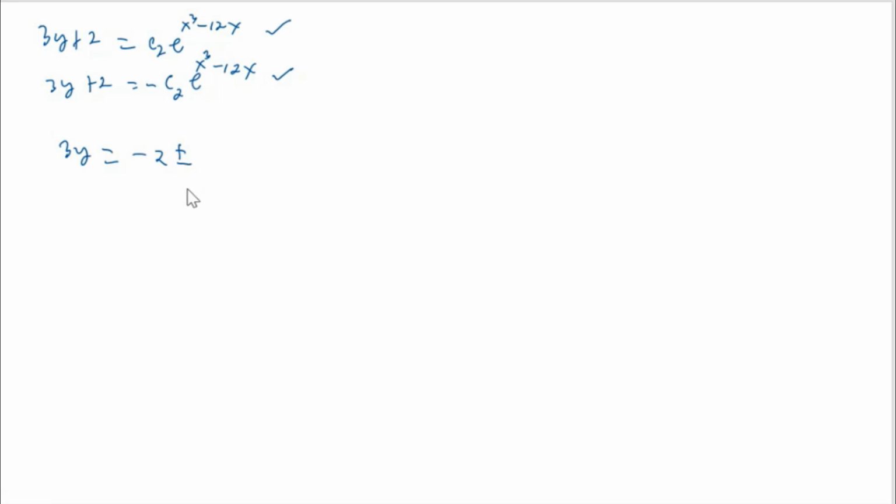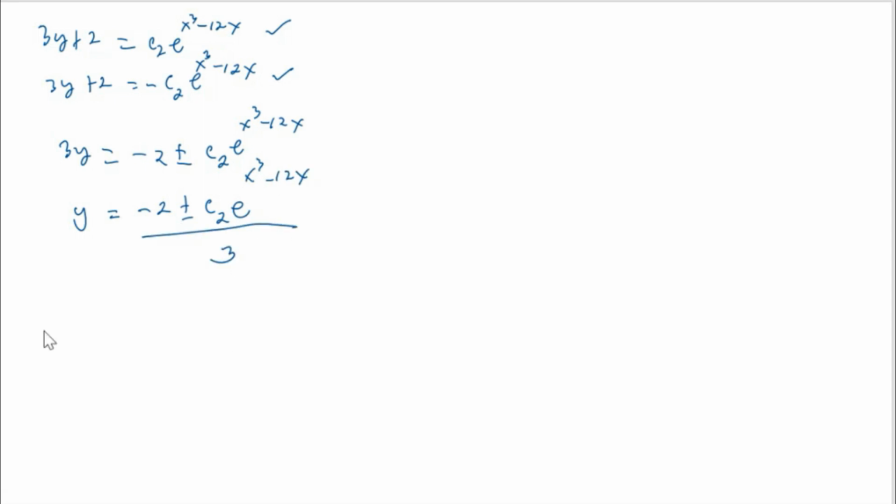So combining that one now, we can write negative 2 plus or minus c sub 2 of e raised to x cubed minus 12x. Now solving for y, we need to divide both sides by 3. So therefore, y is equal to negative 2 plus and minus c sub 2 of e raised to x cubed minus 12x all over 3.